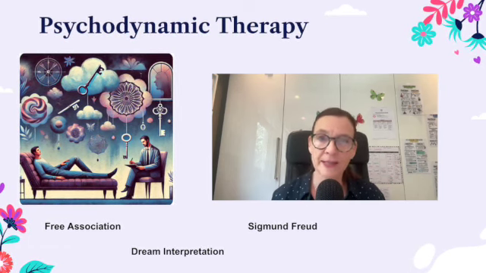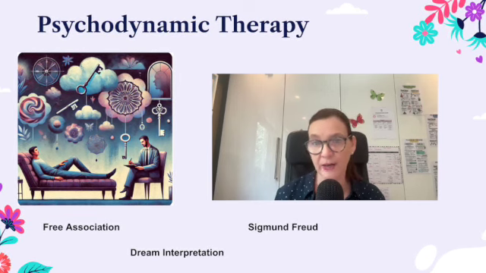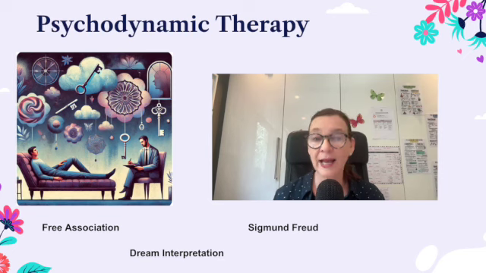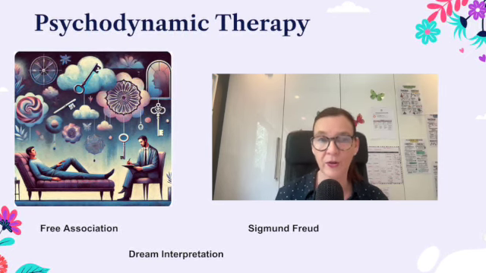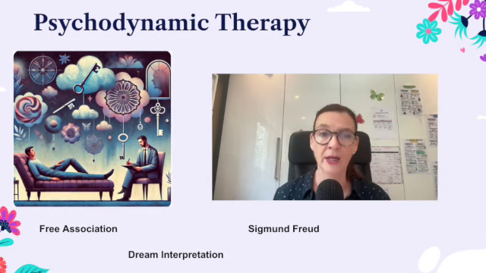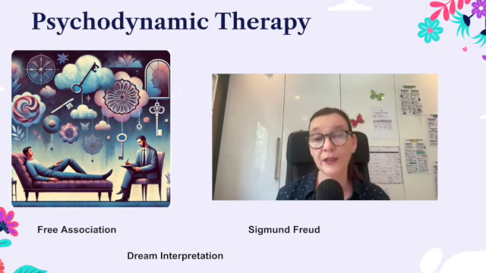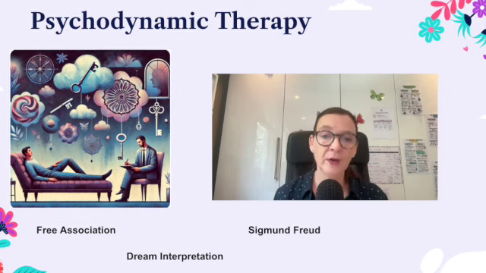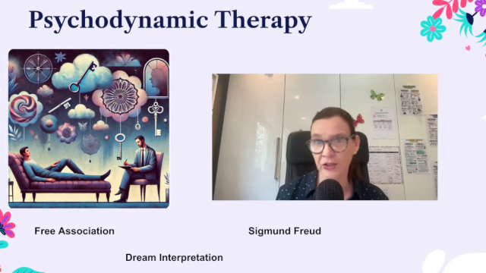The belief is that many psychological issues come from unresolved past experiences, especially from childhood, that shape how we think, feel, and relate to others today. Let's look at some of the key techniques used in this type of therapy. 1, free association. Clients are encouraged to speak freely, sharing thoughts, memories, or feelings without censorship. The therapist listens for patterns, slips, or hidden emotions that may reveal unconscious conflicts.